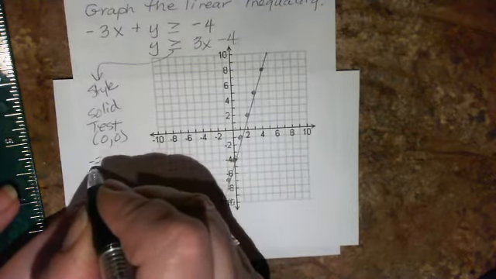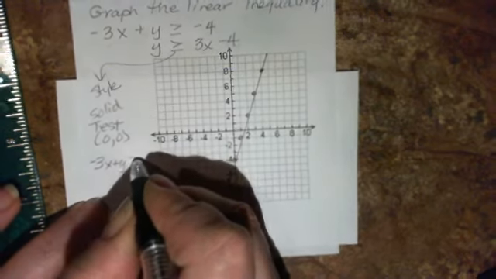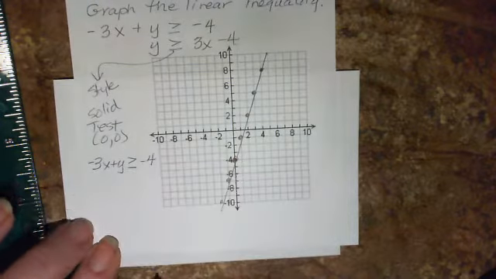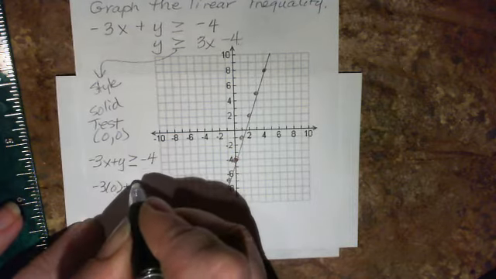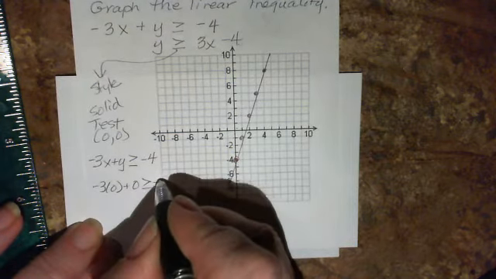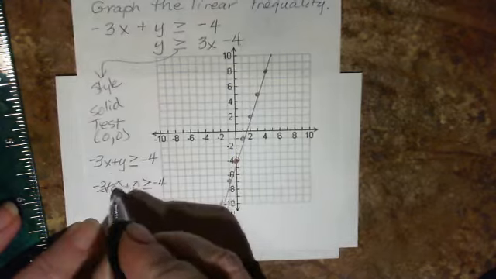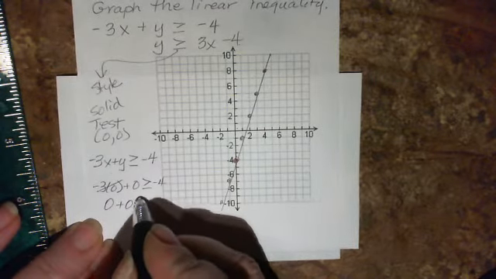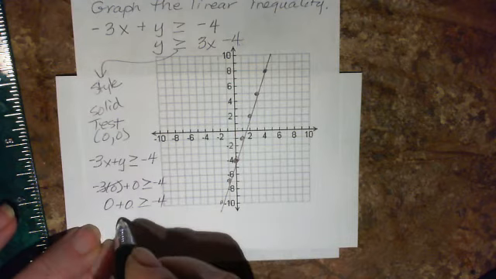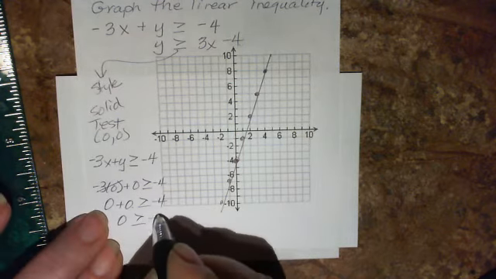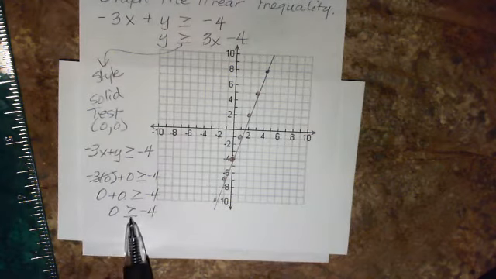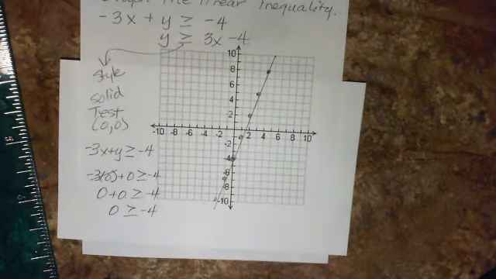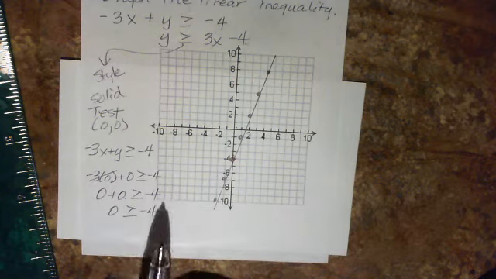In the original inequality, -3x plus y is greater than or equal to -4. We're going to replace both x and y with 0. -3 times 0 plus 0 is greater than or equal to -4. 0 times anything is 0, and 0 plus 0 is 0, greater than or equal to -4. And now we need to decide if this is true or false. Is 0 greater than a negative number? Again, this is true. 0 is greater than a negative number.